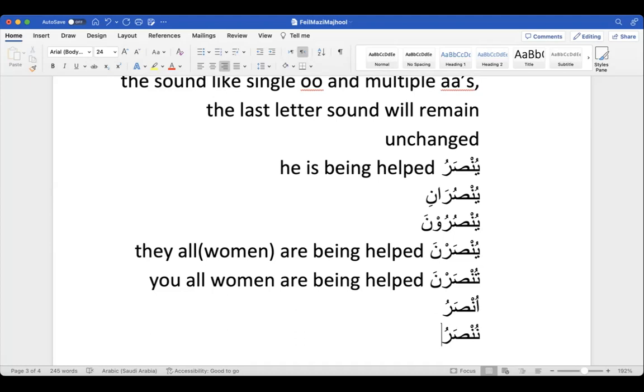Okay, so this is how you will identify Fail Muzari Majhool. The rules are the same as in Fail Mazi Majhool. Like you have Naibul Fail. You don't have a direct Fail. The actual doer is unknown. I am being helped. Who helped me? He is unknown. But in the case of Fail Mazi Majhool or Muzari Majhool, we also have a concept called the outside doer, right? That outside doer is called Naibul Fail.